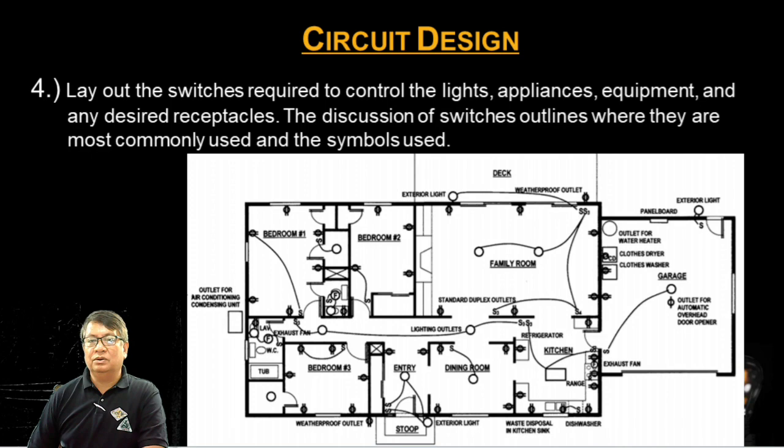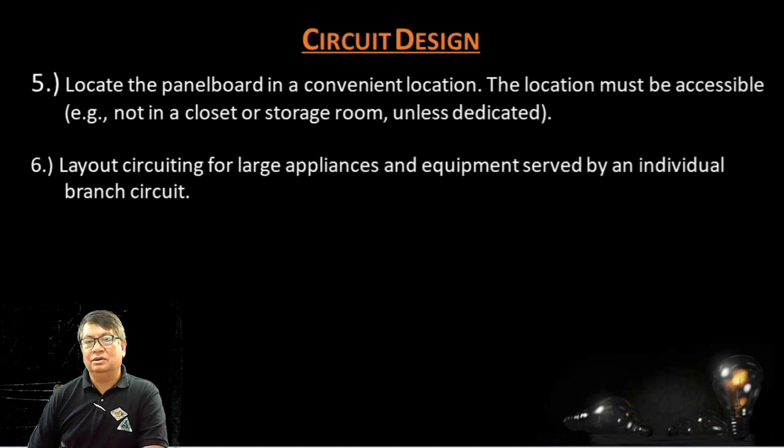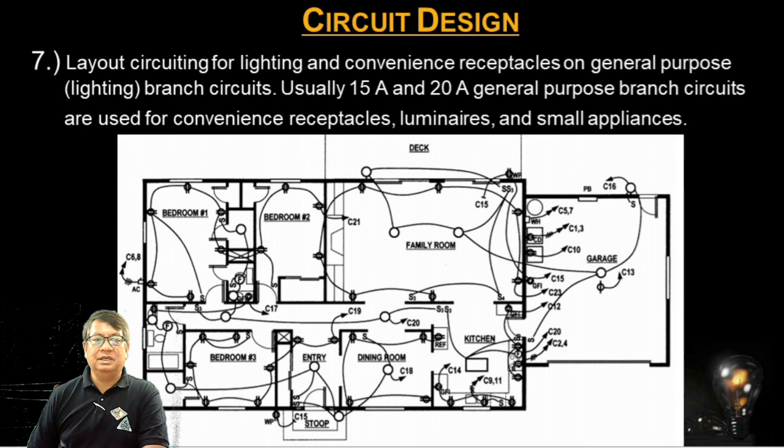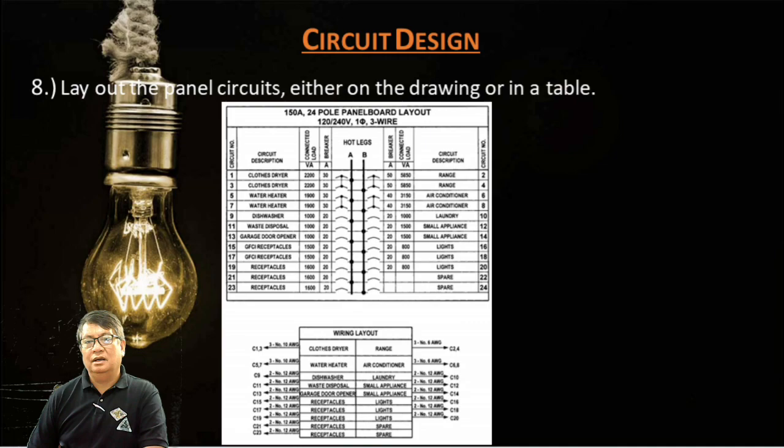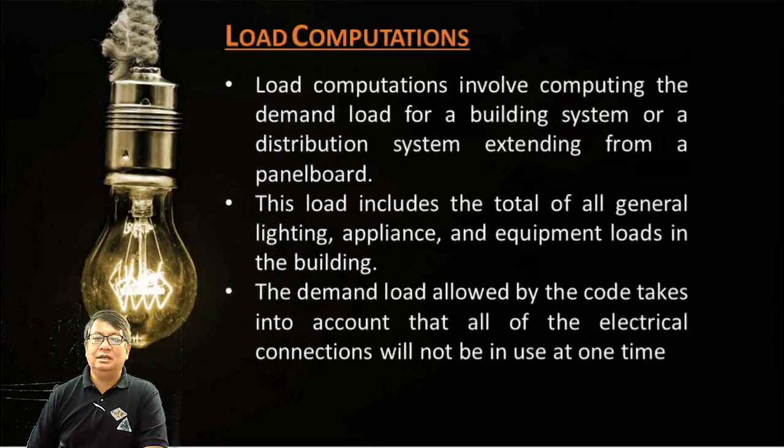Number 4, locate the panel board, kung saan natin ilagay po ito. And it should be accessible dapat. Lay out circuiting for large appliances and equipment served by individual branch circuits. Number 7, lay out circuiting for lighting and convenience outlets for general purpose. Lay out the panel circuits either on the drawing or in a table. Ito po yung mga kailangan gagawin.